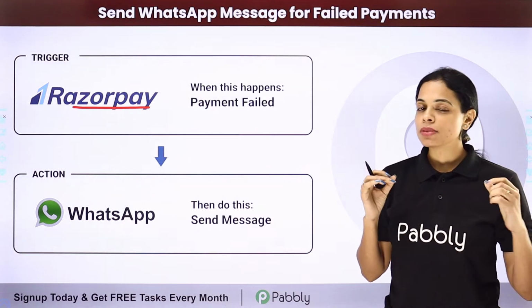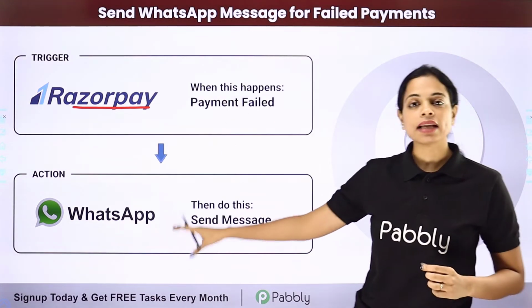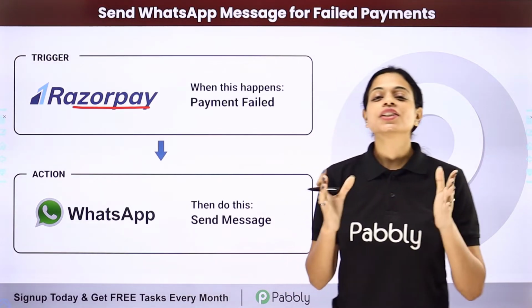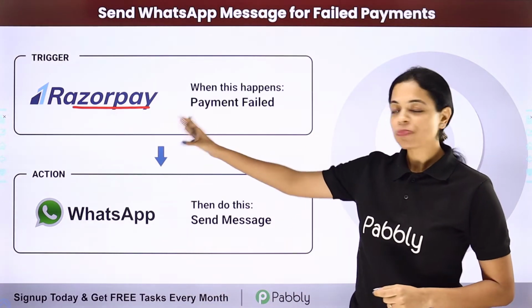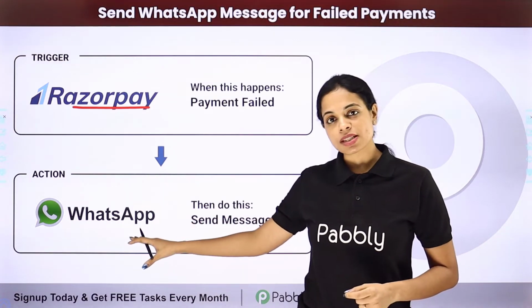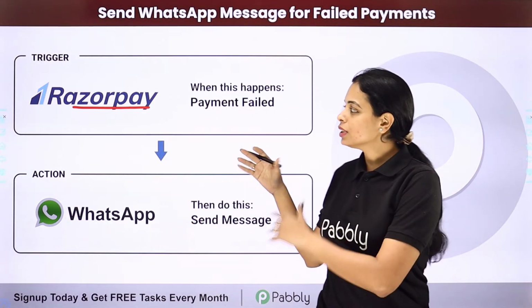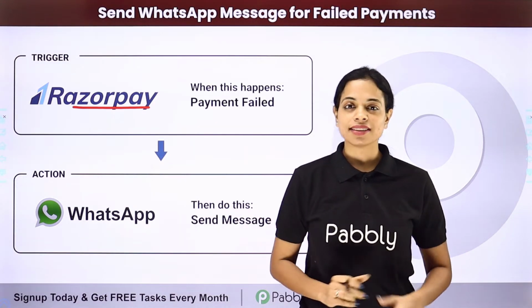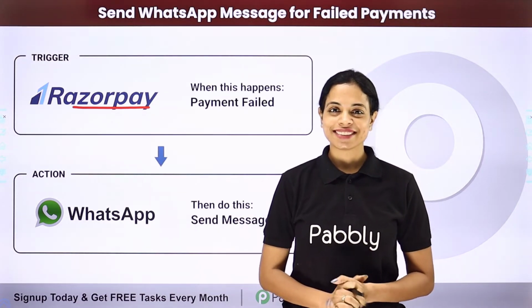For this, you will have to set up some integration between Razorpay and WhatsApp, and the same thing can be done using Pabbly Connect software. Here your trigger application would be Razorpay, your action application would be WhatsApp. Now, how can you do this yourself? Integrate and automate this entire process. To understand that, let me take you to my screen.